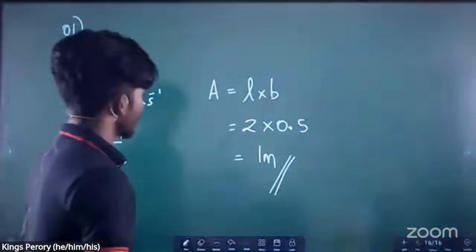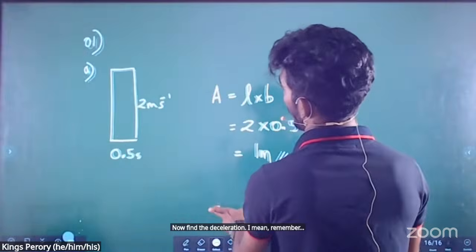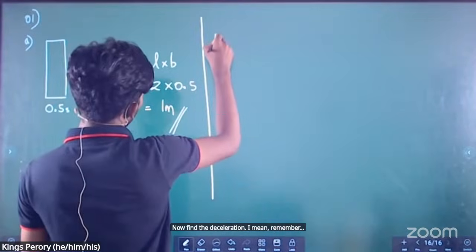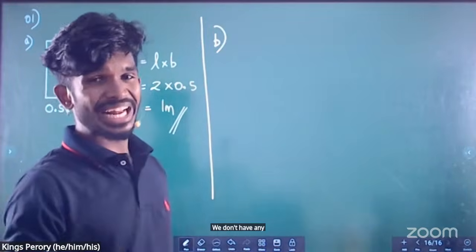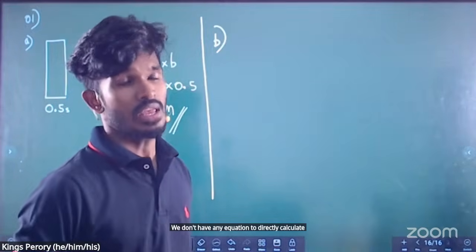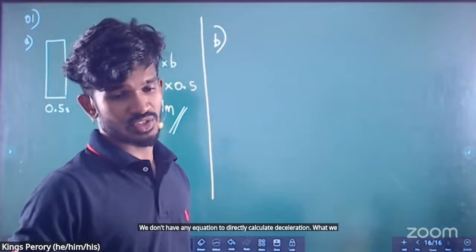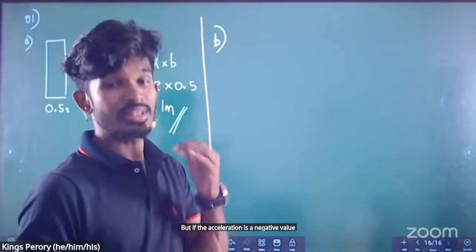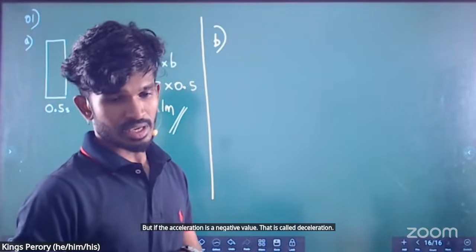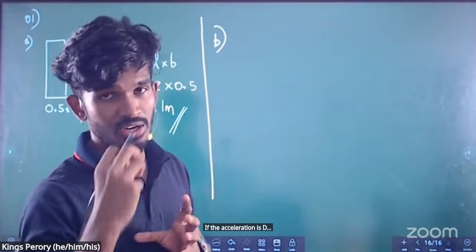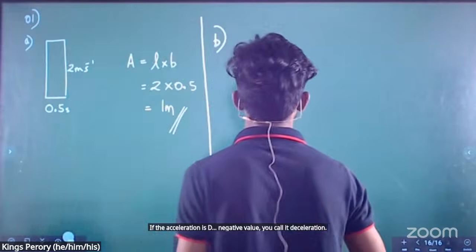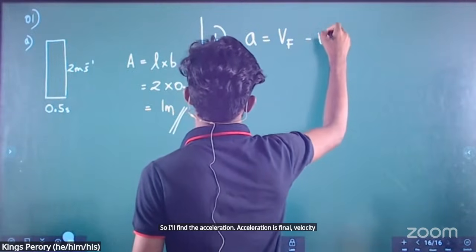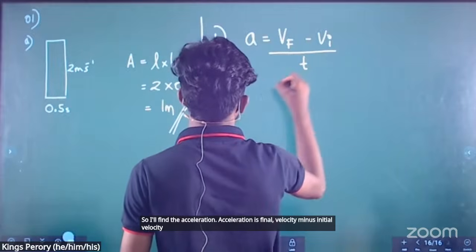Remember, we don't have any equation to directly calculate deceleration. What we calculate is acceleration. But if the acceleration is a negative value, that is called deceleration. So I'll find the acceleration. Acceleration is final velocity minus initial velocity divided by time.